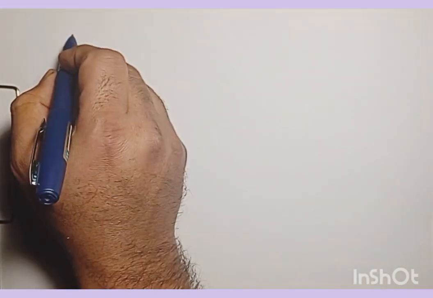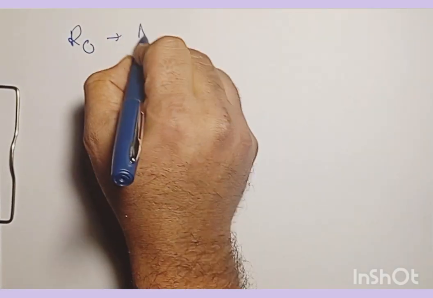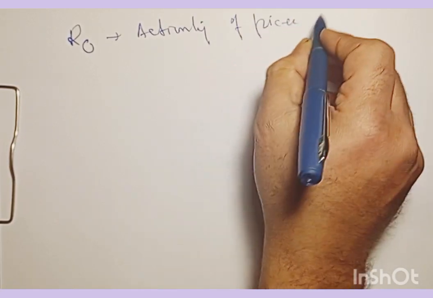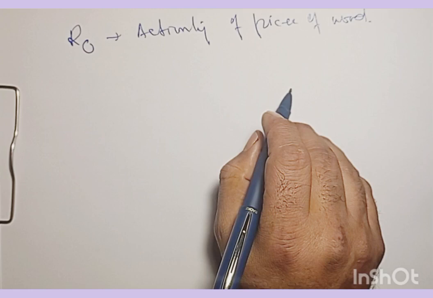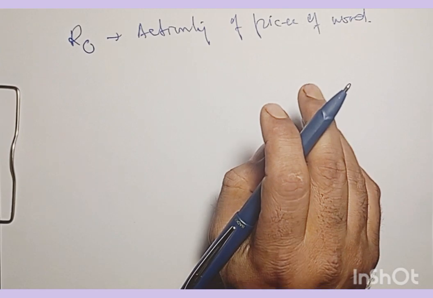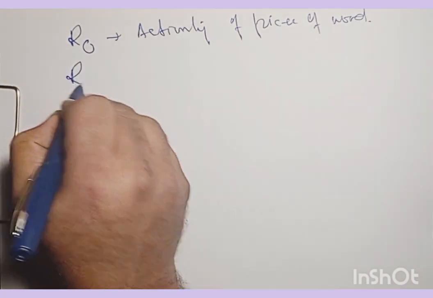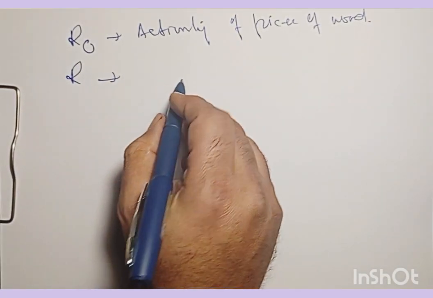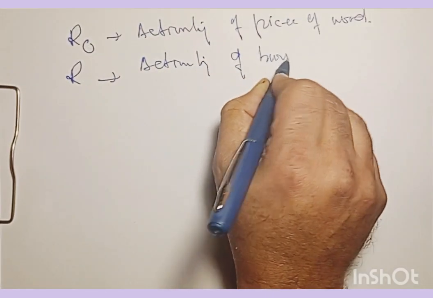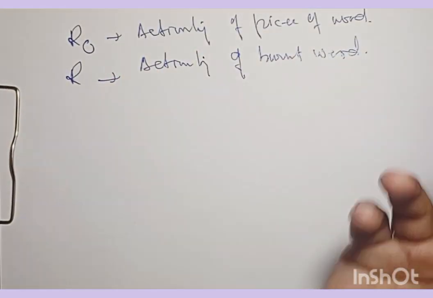And now, if I assume here that I have R0, it is the activity of the piece of wood that we have been considering. This wood has been obtained from a freshly cut tree, and let R be the activity of a sample of burnt wood at some kind of archaeological site.